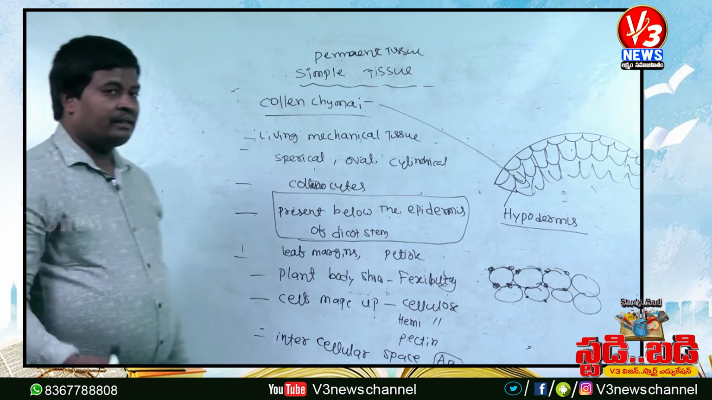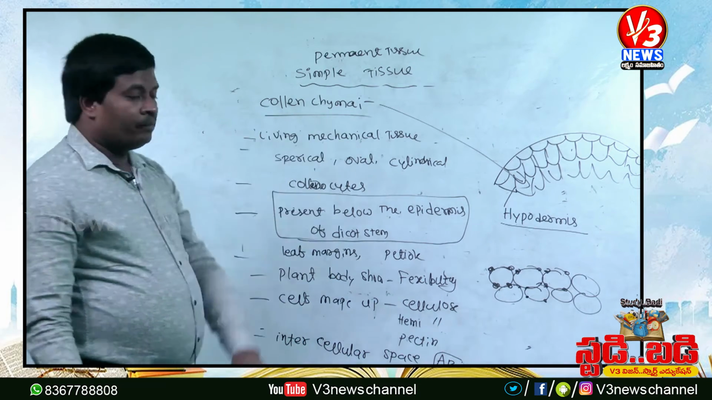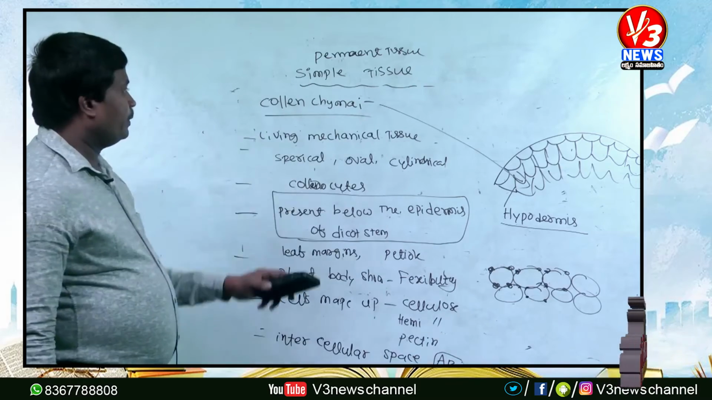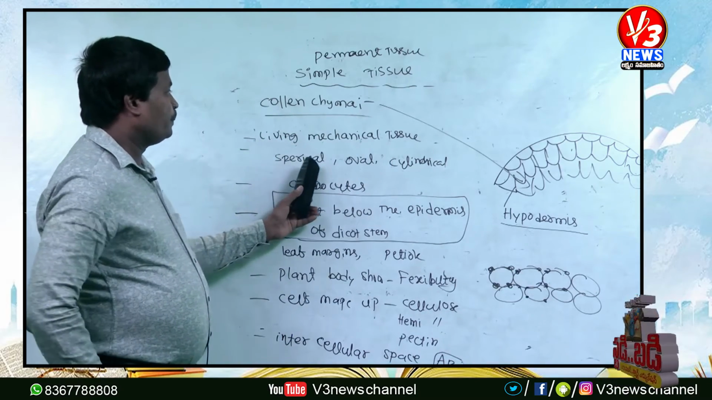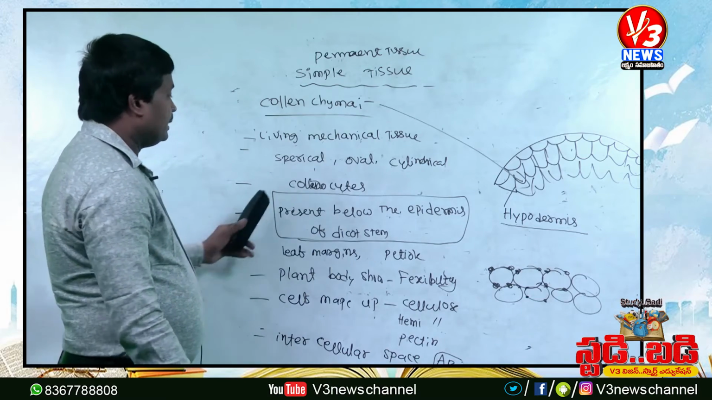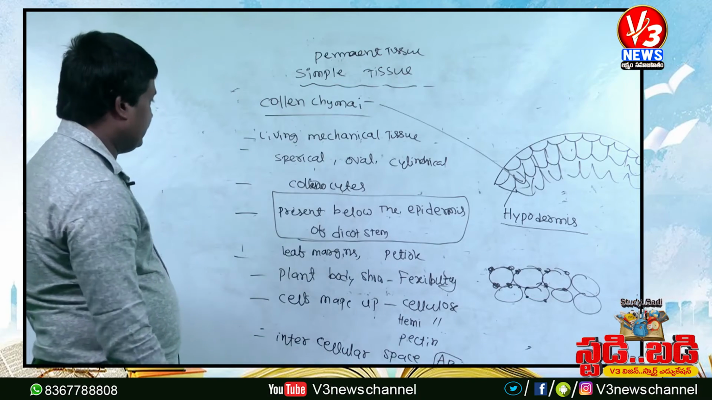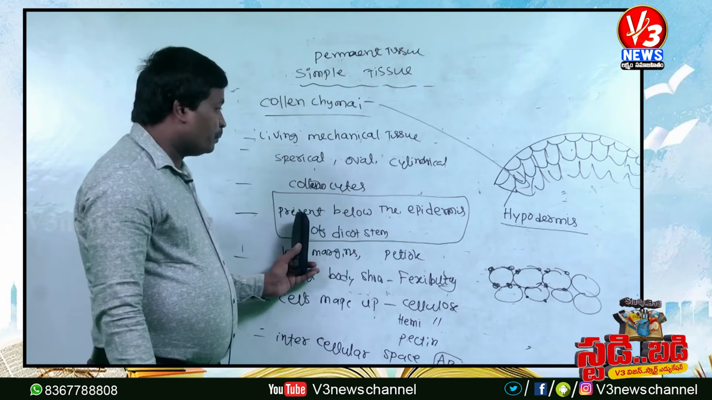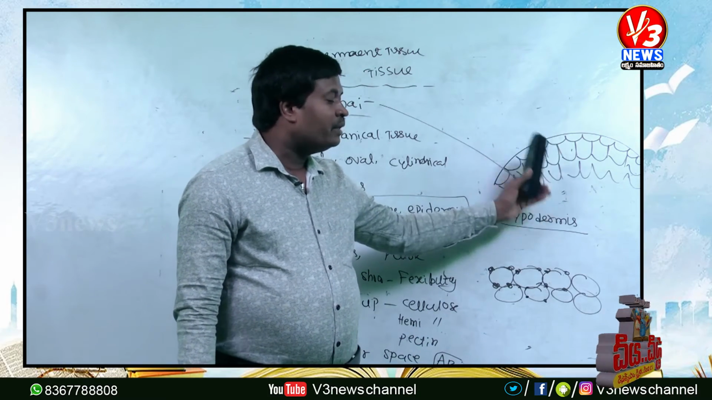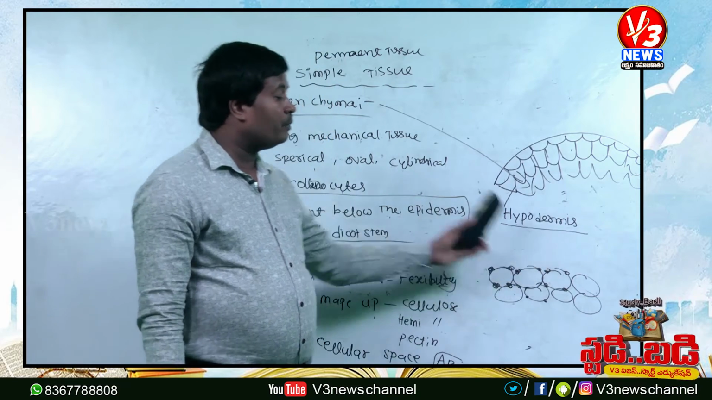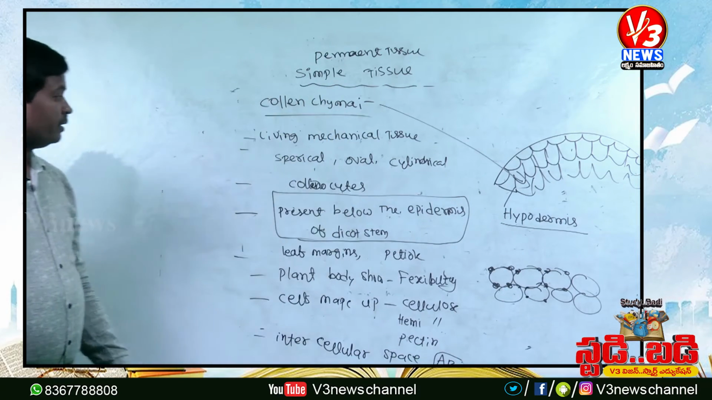So once again, see children, collenchyma is a permanent simple tissue. It is a living mechanical tissue. The shape of the collenchyma is spherical, oval or cylindrical. Cells of the collenchyma are called collenocytes. It is the tissue present below the epidermis. Below the epidermis in the dicot stem, the tissue is called hypodermis. Hypodermis is made up of collenchyma tissue.